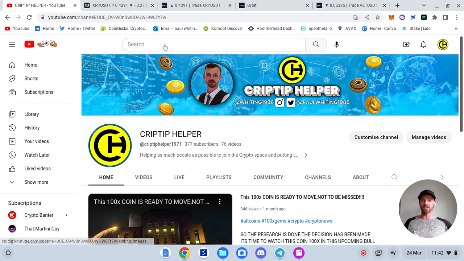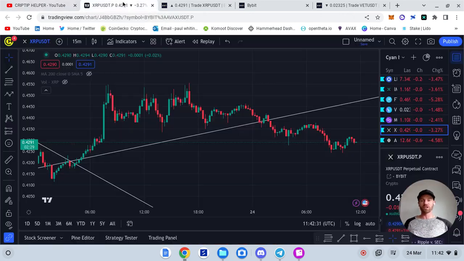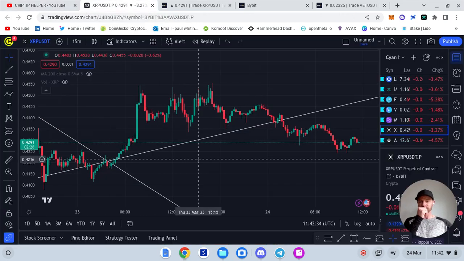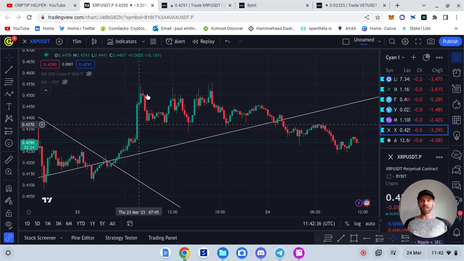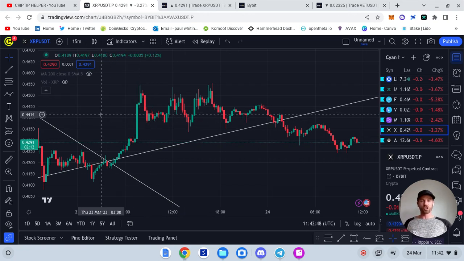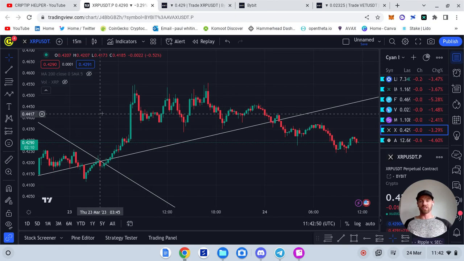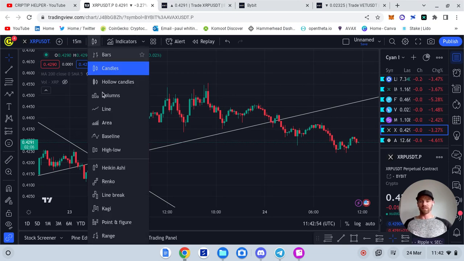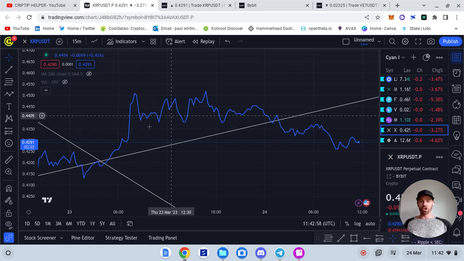So guys, let's just get into it, and I'm just going to use XRP for instance. What you've got here is candles. This is a 15-minute chart, so every 15 minutes there's a candle. This can look a bit confusing, but I'm just going to show you how to make it simpler. I'm going to show you what lines of support and resistance are. To make this simpler, we're going to change the candles and go simply to a line. As you can see, it takes all the confusion out.